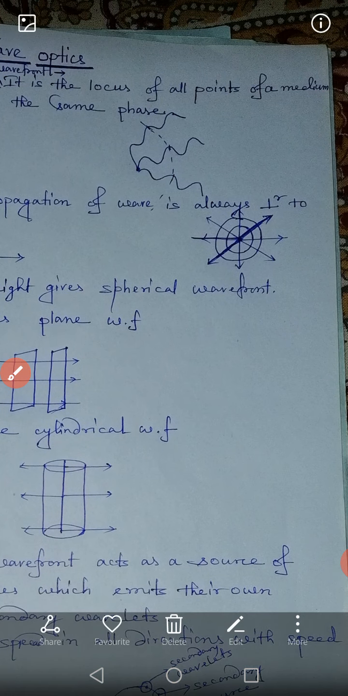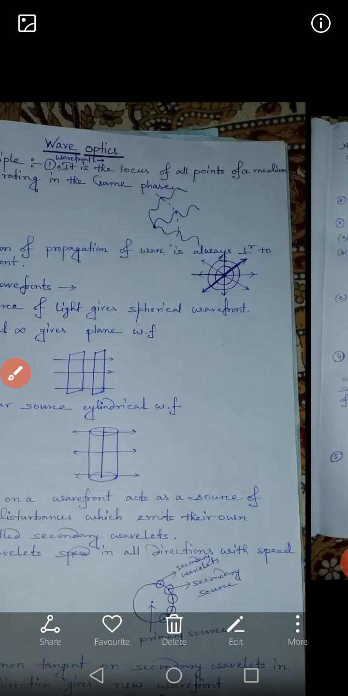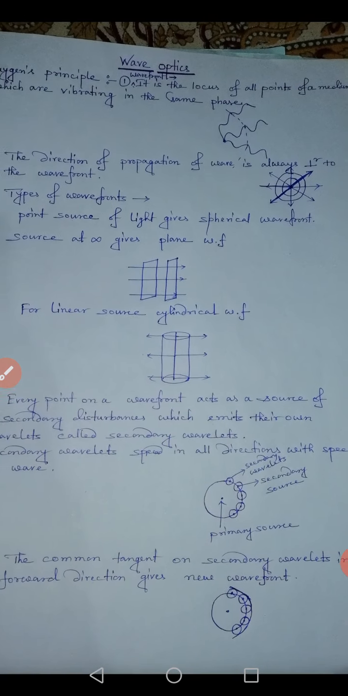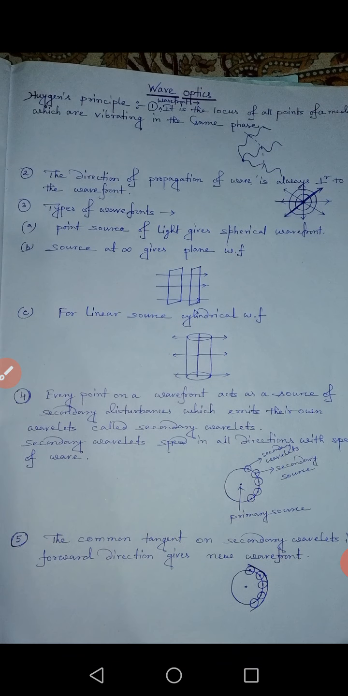Suppose if this is the point source, and these spheres are the wavefront, and these arrows are the waves which are originating from the point source, so you can see that all these arrows are perpendicular to the wavefront, isn't it? If this is a wave and this is the wavefront, how much angle it has made here? 90 degree, right? So in this way we can say that the waves which come out from a certain point are always perpendicular to the wavefront. Okay, that is point number 2.